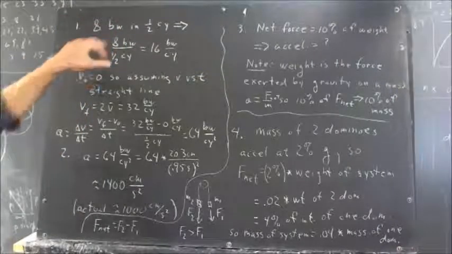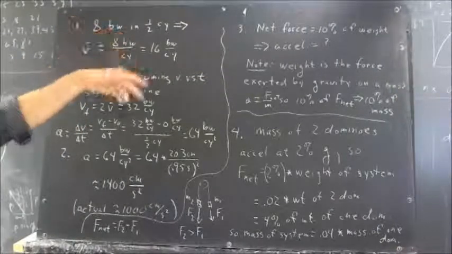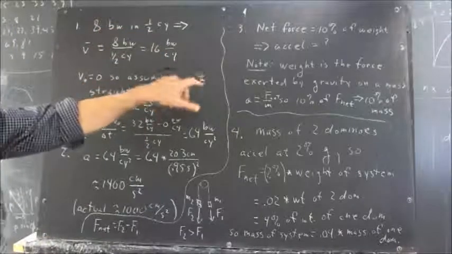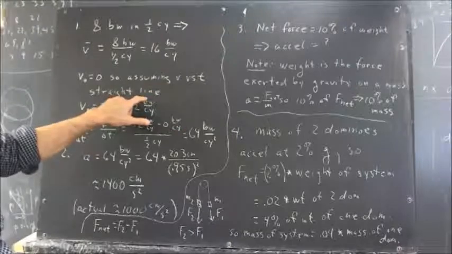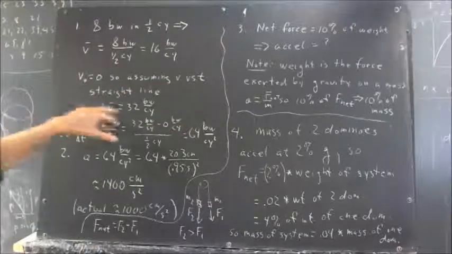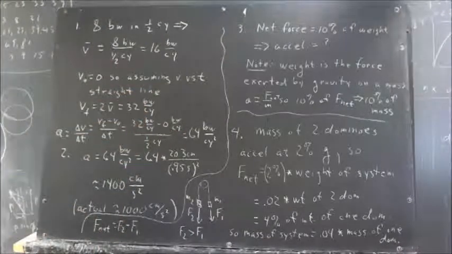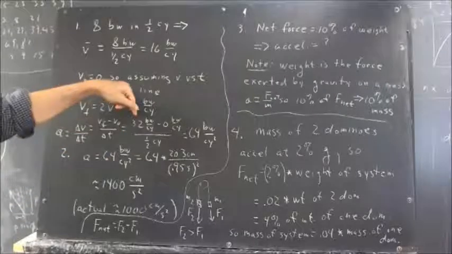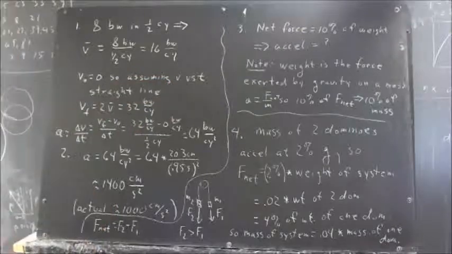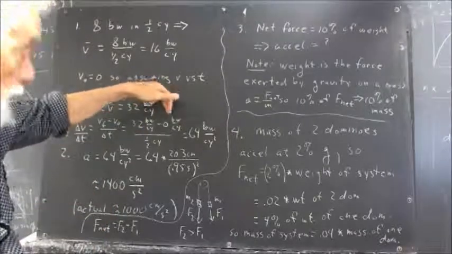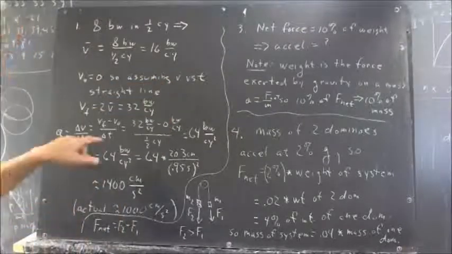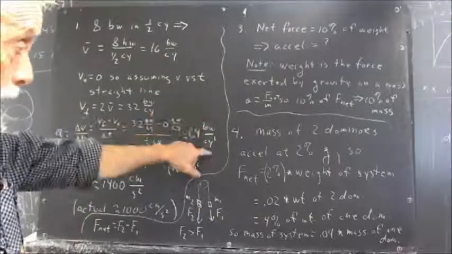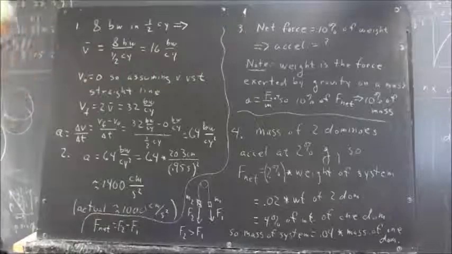Average velocity is going to be 8 block widths divided by half a cycle, 16 block widths per cycle. Initial velocity is 0, assuming v versus t is a straight line. We get Vf is 32 block widths per cycle. So the acceleration is the change in velocity, which is 32 block widths per cycle minus 0 block widths per cycle, divided by the half cycle time interval, giving you 64 block widths per cycle squared.